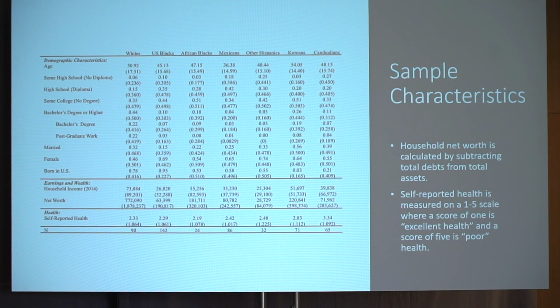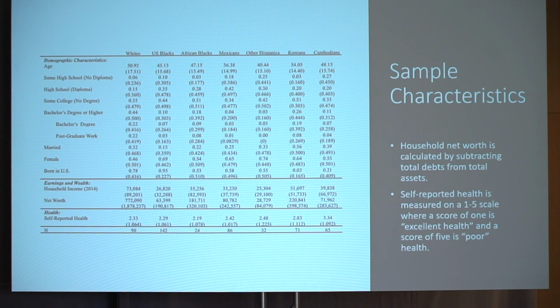So what we find here is that whites are the groups with the highest average household income and wealth. We find that in terms of income, Black Africans are the group in the sample with the second highest income, followed by Koreans. We find that Koreans form the group with the second highest wealth value, followed by Black Africans. And we find that other Hispanics and US Blacks are the groups with the lowest levels of income and wealth. In terms of self-reported health, we find that African Blacks have the highest self-reported health, followed by US Blacks, then whites, Mexicans, other Hispanics, Koreans, and Cambodians.